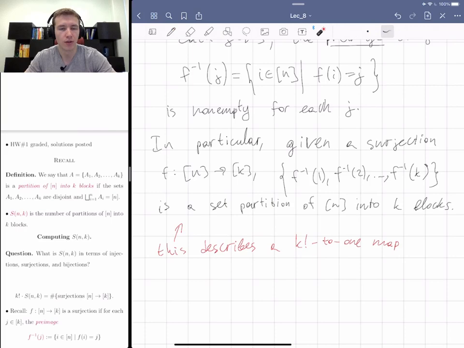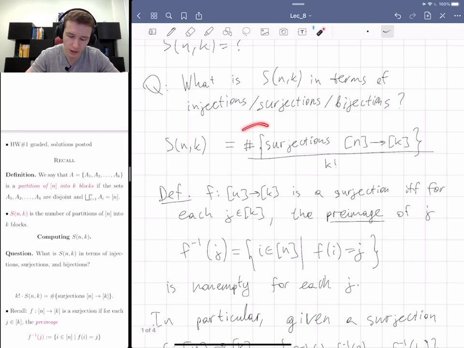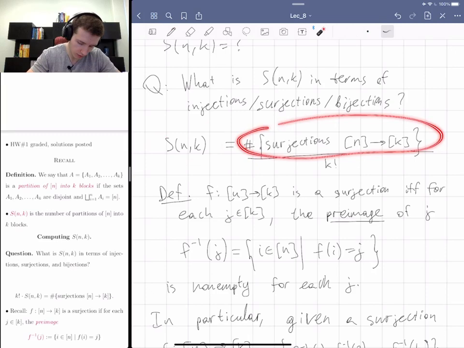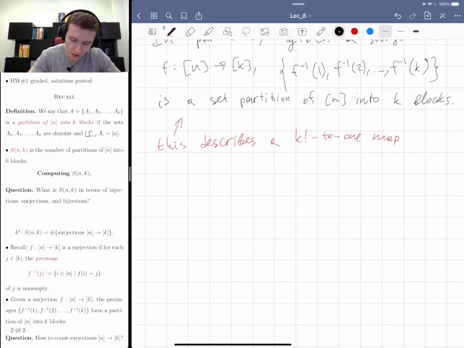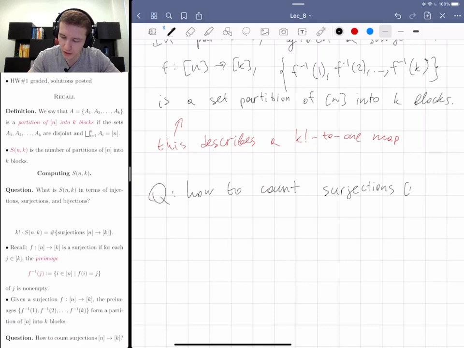So in other words, if we know how to count surjections, then we know how to count S and how to count set partitions. So the main question, which still remains, is how to count surjections from bracket n to bracket k. And that is actually tricky.